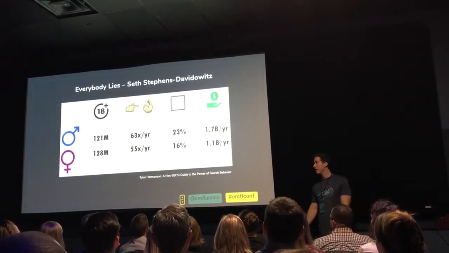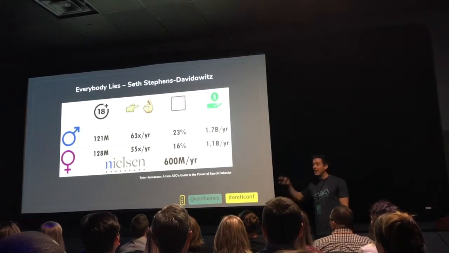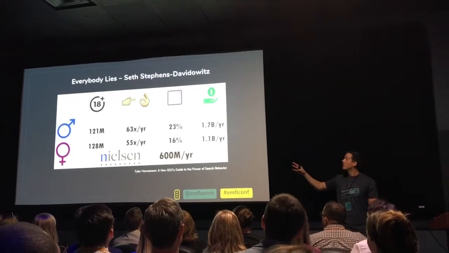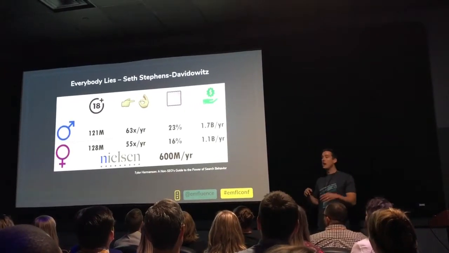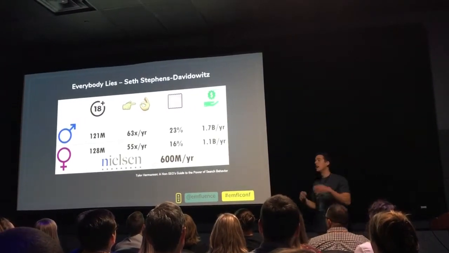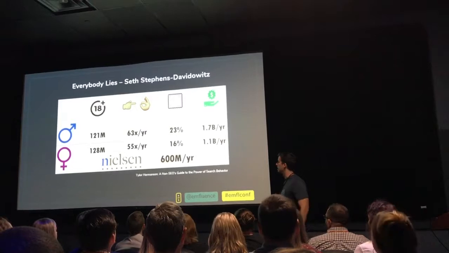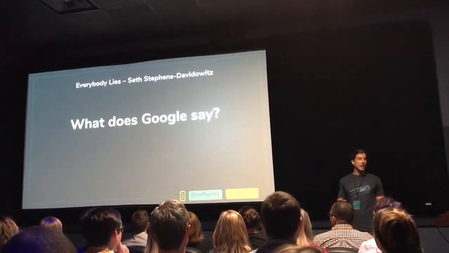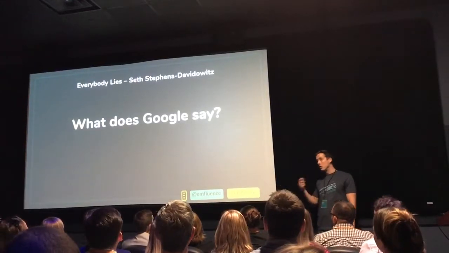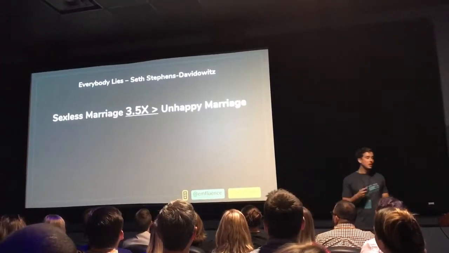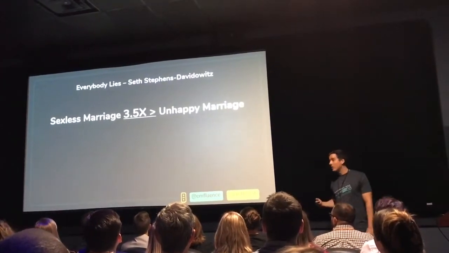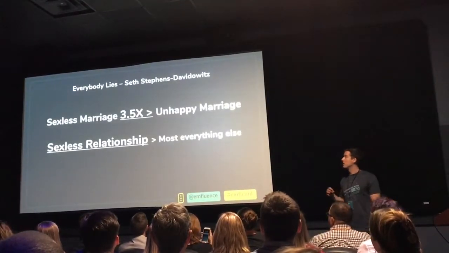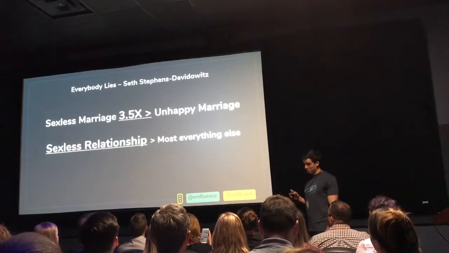Who's lying? Everybody, and it's not even close. Nielsen claims that there are 600 million condoms sold a year, and that includes all sexual orientations and all of those tasteful bachelorette party gifts. But what does Google say? Seth then dives into Google search data. Sexless marriage is searched 3.5 times more than unhappy marriage, and sexless relationship is searched more than just about every other relationship topic query.